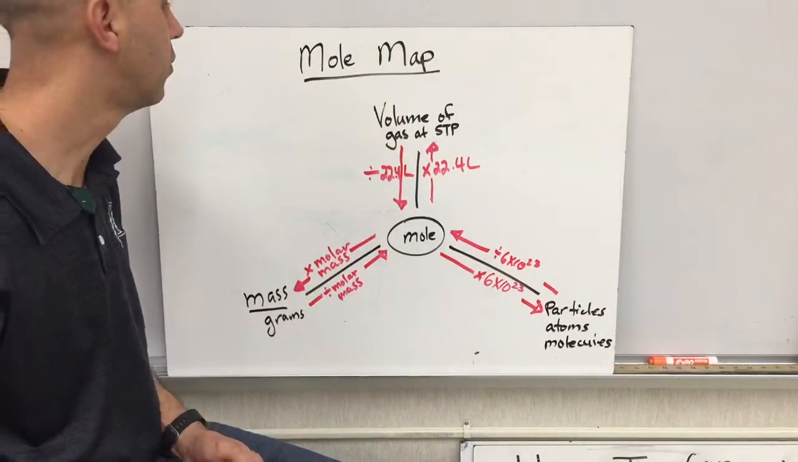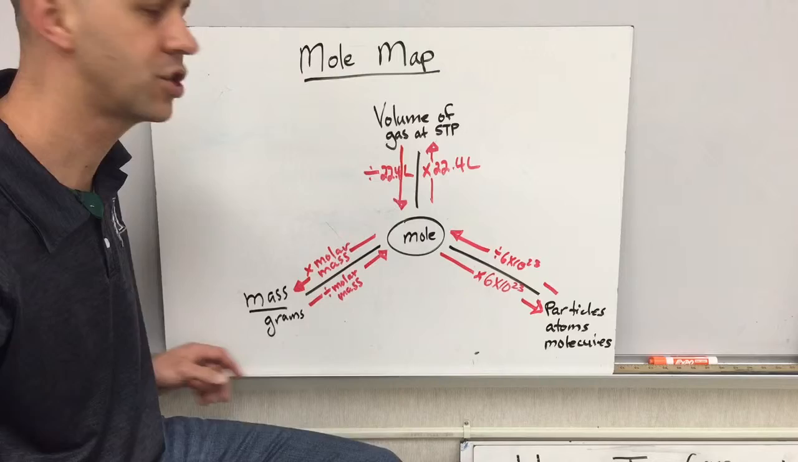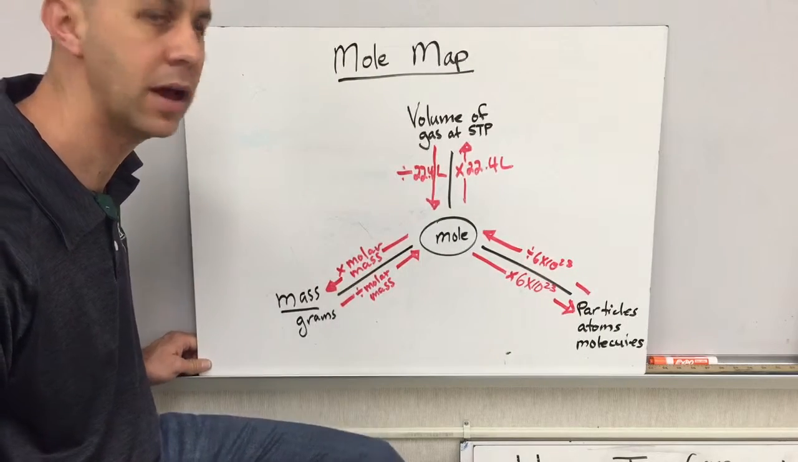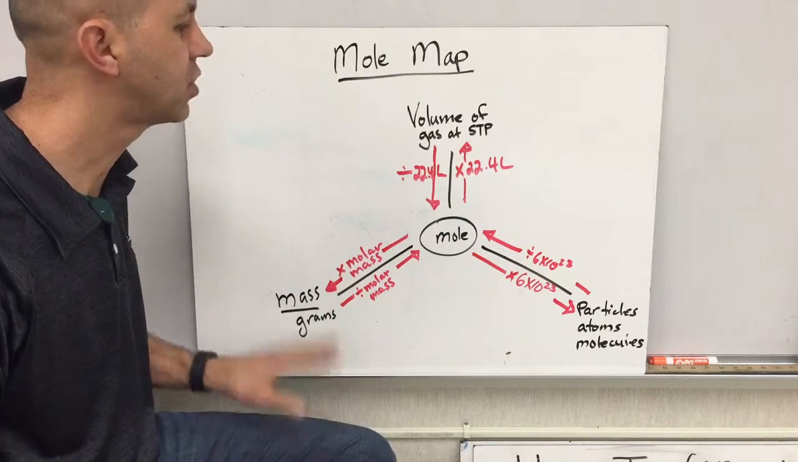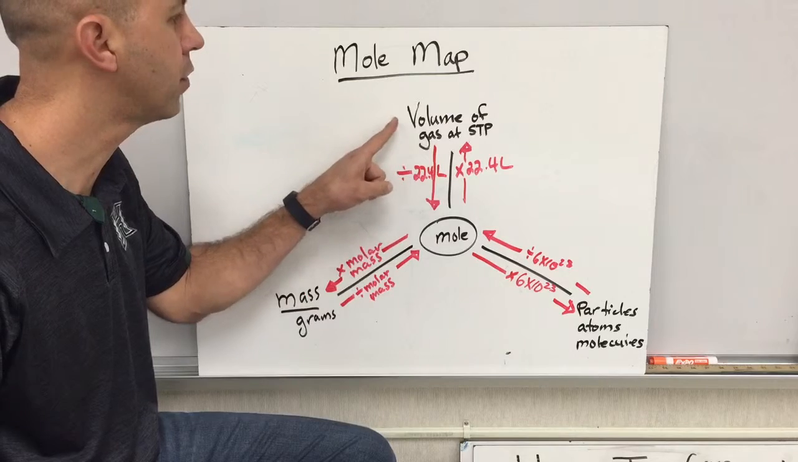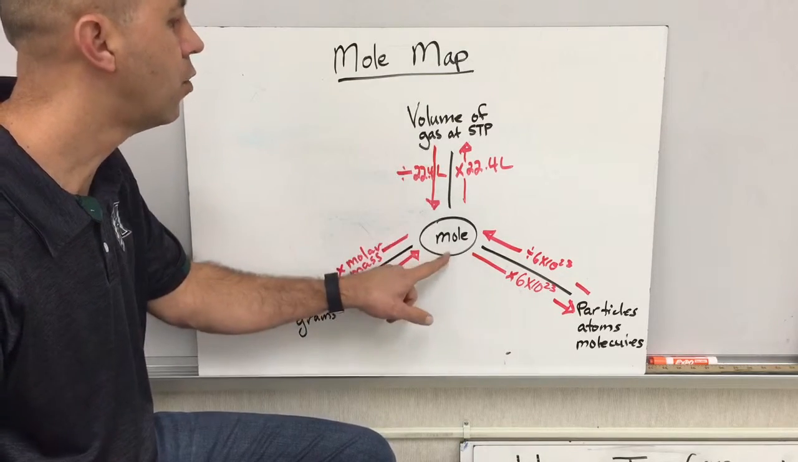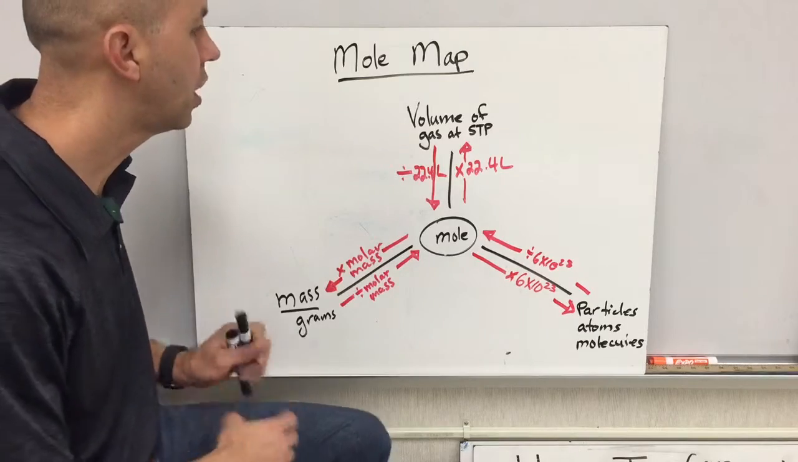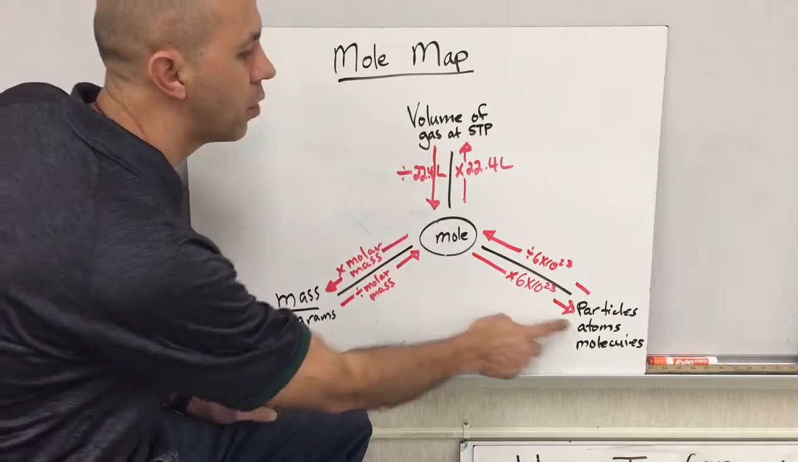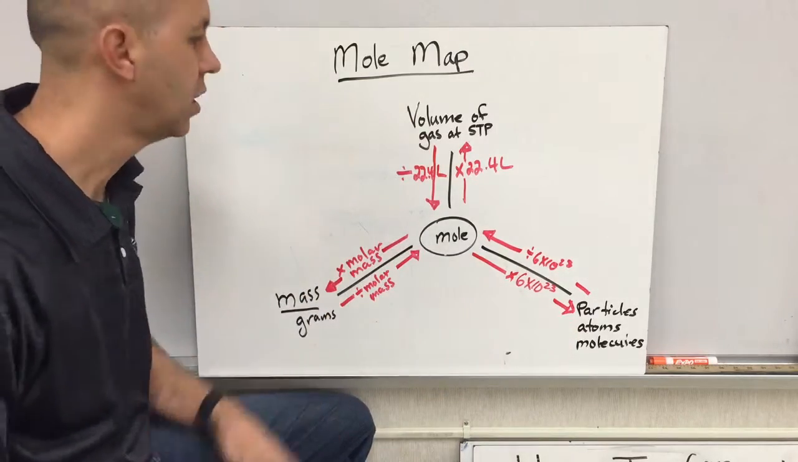Hi. So what I want to do right now is show you how to use this cool thing called the mole map. What the mole map is showing you is how we can go from volume down to grams, using the mole as the intermediate, or we can go from volume over to particles, atoms, or molecules using the mole once again.